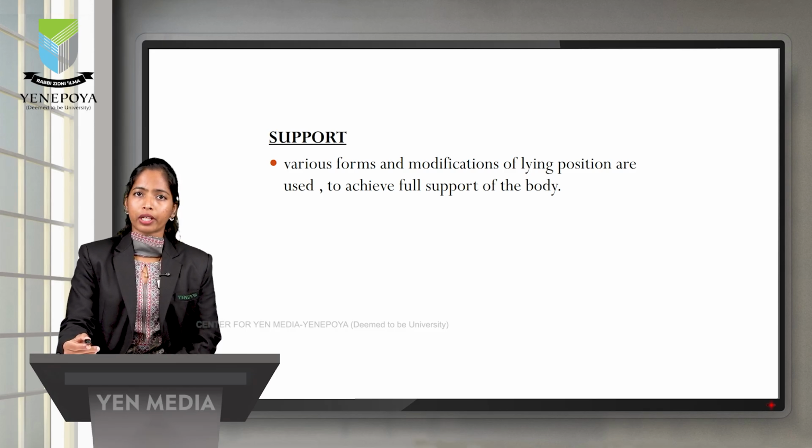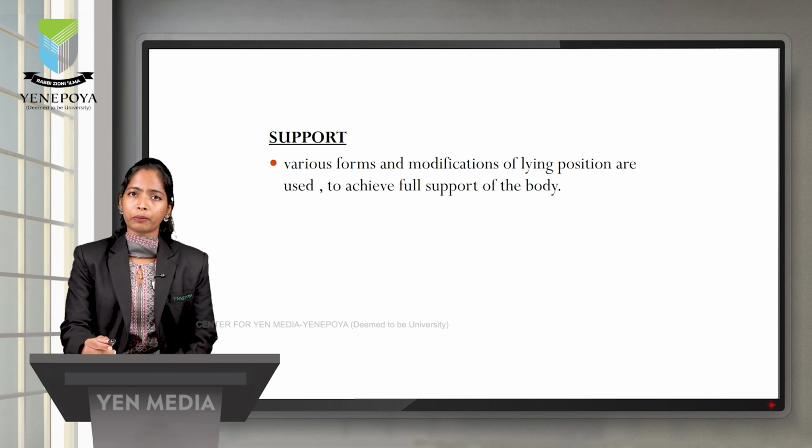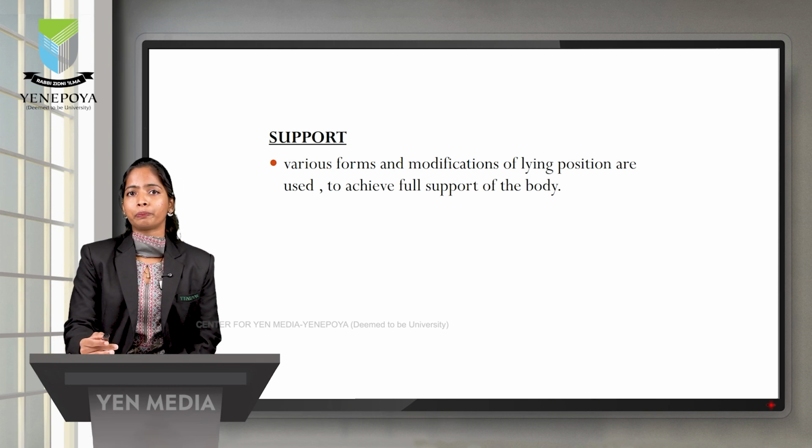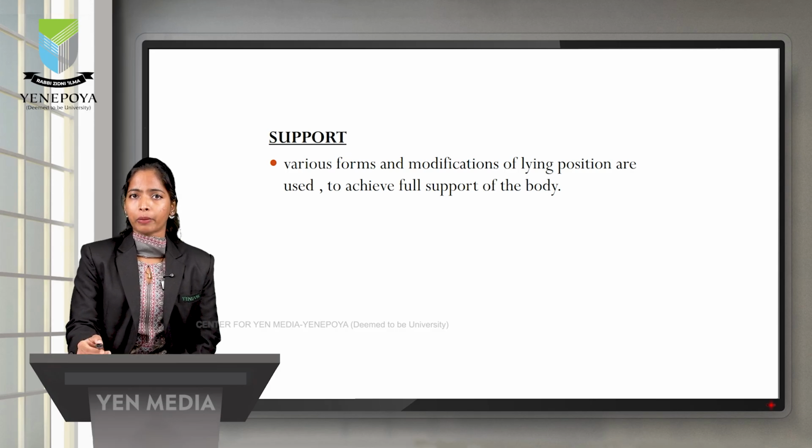Let's see how support can be achieved when we want to attain relaxation. There are different lying positions like supine lying, prone lying as well as side lying. Okay, in these different types of lying positions, we can keep pillows, and by this we can reduce the tension within the muscle, and by that support can be attained. Let's see how it can be attained.